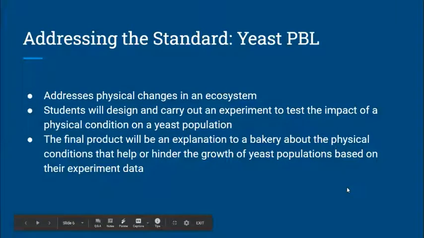So the first way that I would address the standard is through a PBL where students would be investigating the effects of physical conditions on yeast populations. So during this PBL, it's really thinking about the physical changes and not so much the biological changes. So students will be designing and carrying out an experiment and testing the impact of a physical condition change on a yeast population.